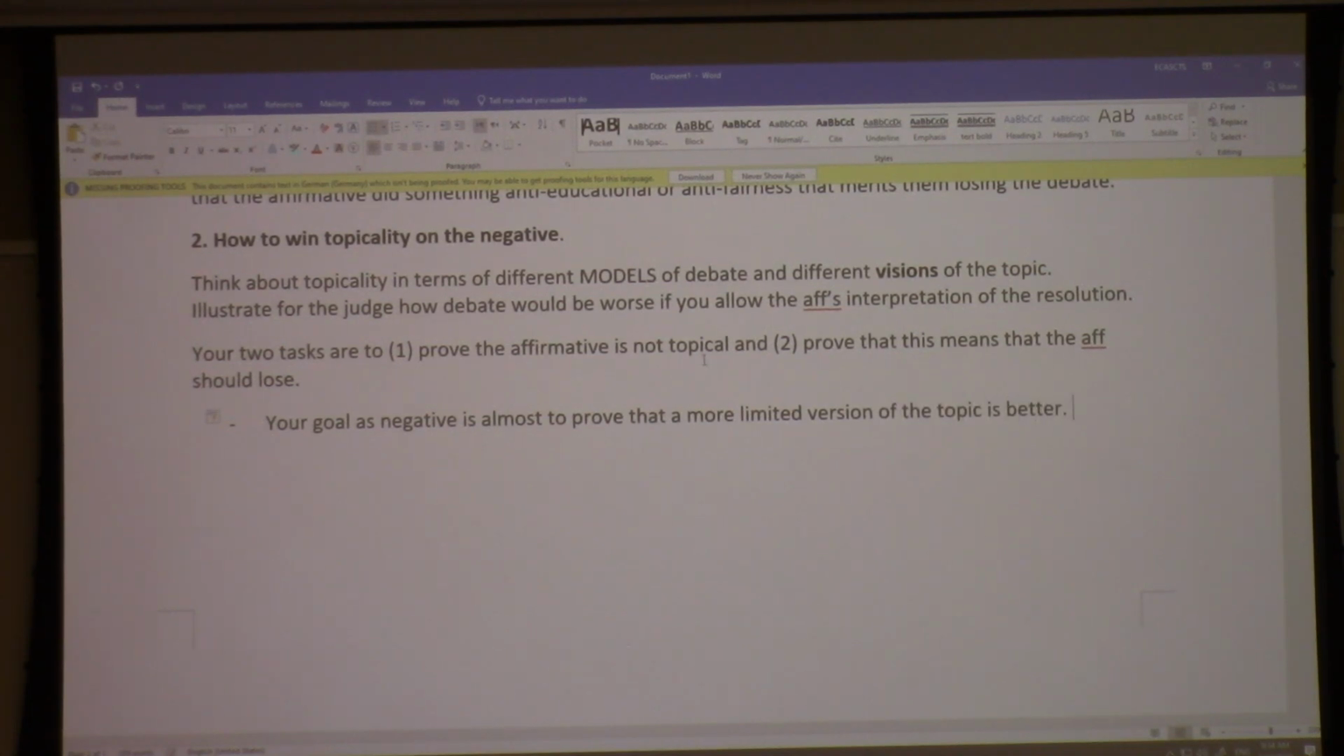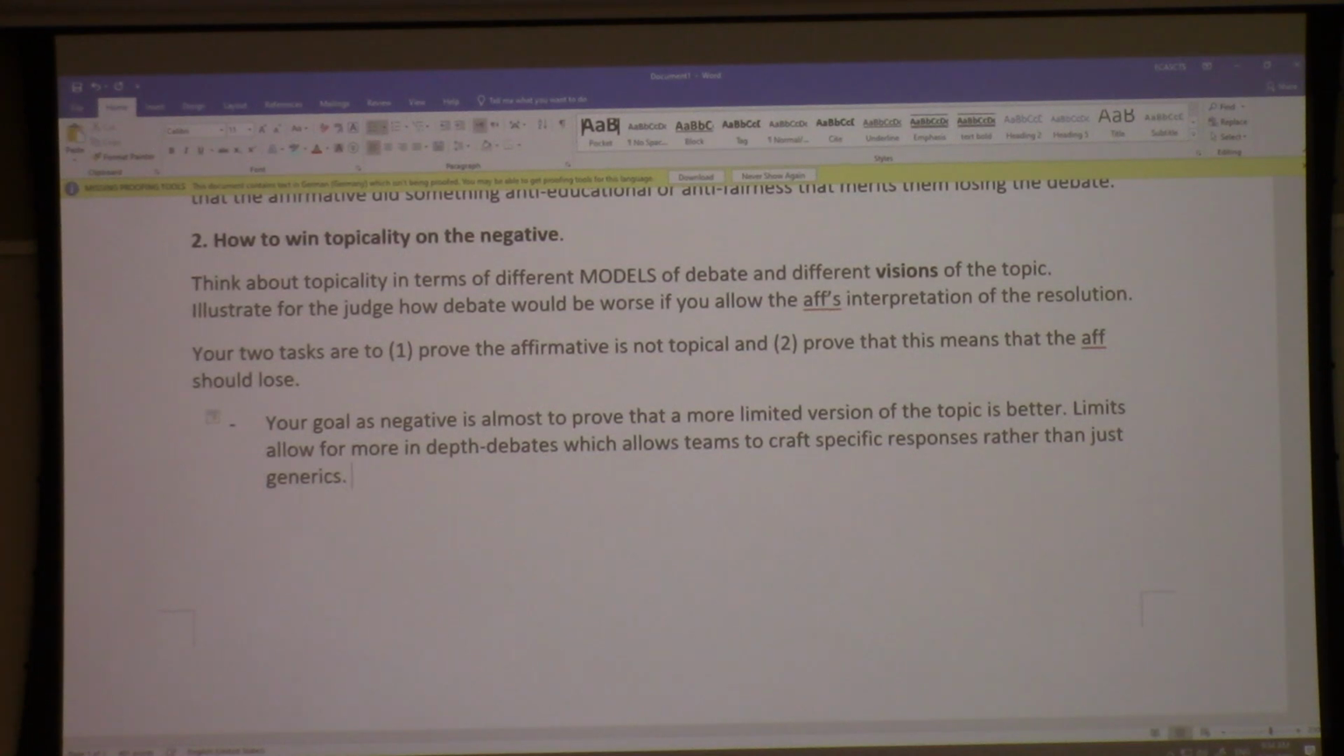And you need to give a reason that that is true. So limits allow, so some just general reason why limits are beneficial. So limits allow for more in-depth debates, which allows teams to craft specific responses rather than just generics.